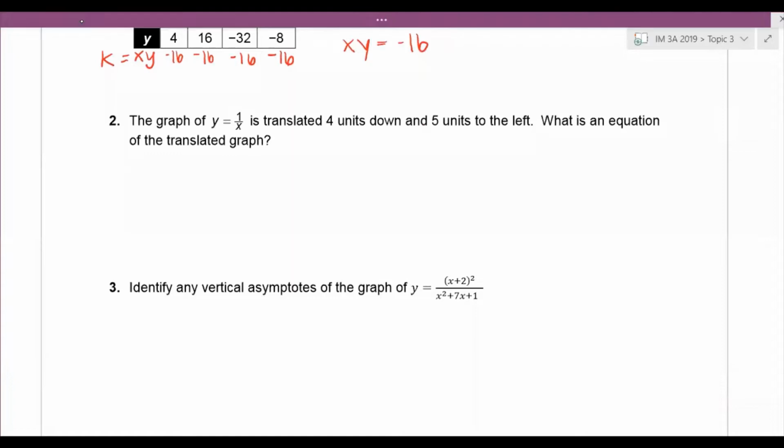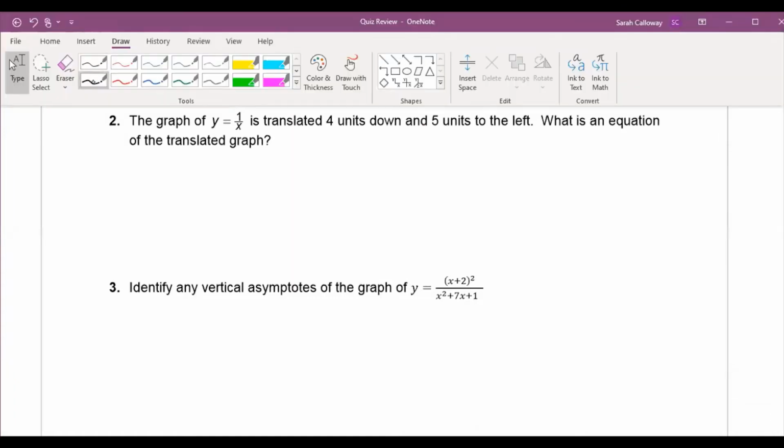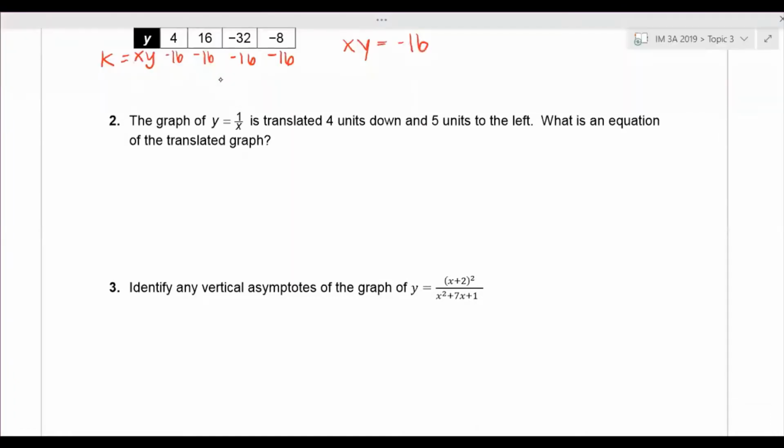For 2, it's talking about the graph of a parent function. So remember that when we're looking at graphs of a parent function in terms of the function 1 over x, or the reciprocal function, we're comparing that in terms of a over x minus h plus k.